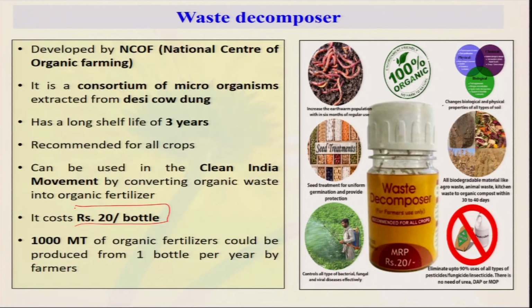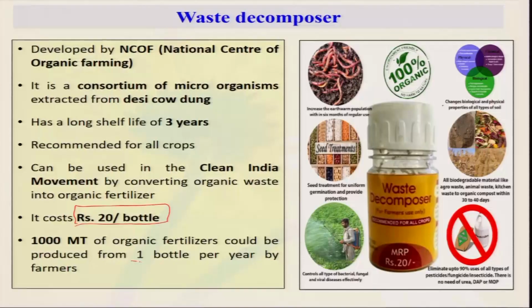And it has a very long life cycle. And if you see the cost, it is only rupees 20 per bottle, and this one bottle is sufficient for your farm. You can multiply from your one bottle of this waste decomposer to a very high amount. So, every time it is not necessary to purchase from the market or from the NCOF. You can do mass production with this, and we can show how much we can produce. From one bottle, 1000 metric tons of organic fertilizer can be produced.